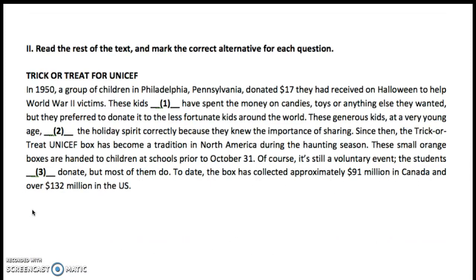Section 2. In the first question, line 3 tells us that the kids preferred to donate the money, so it is understood that they didn't spend the money on candies or toys, although they had the choice. Therefore, could have spent as a past modal gives us the meaning that something was possible in the past but didn't happen.